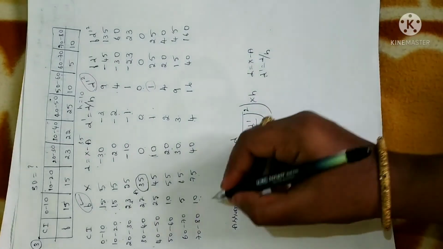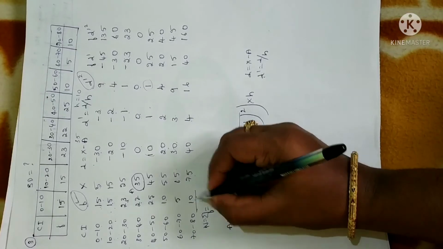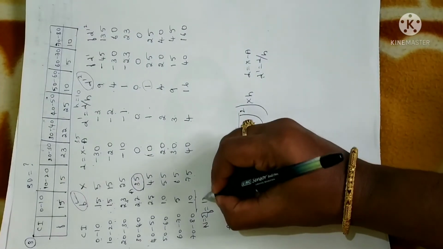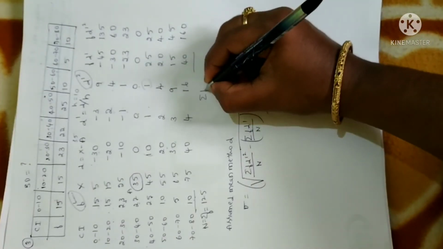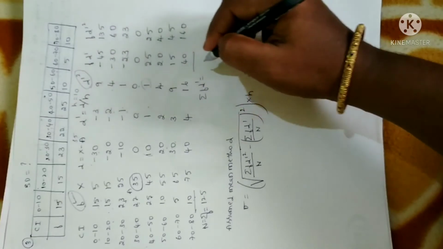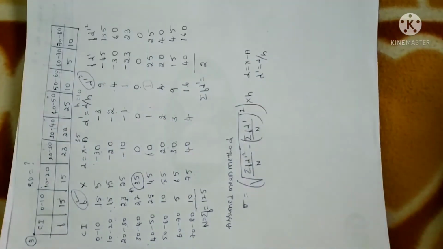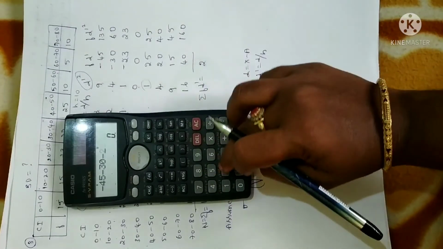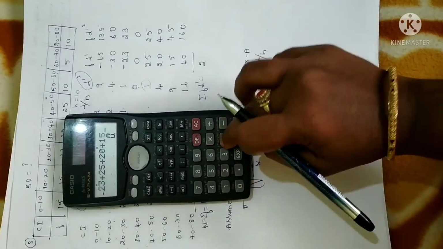Next we have to calculate, as usual, n value will be summation of f. So I have to add all these values. You just add all these values so that you will get 125. N value is 125. Similarly, let me add f d dash. Sigma f d dash is none other than sum of all these values. So if you add, you will get 2. I'll just show you. See here, minus 45 minus 30 minus 23 plus 25 plus 20 plus 15 plus 40.